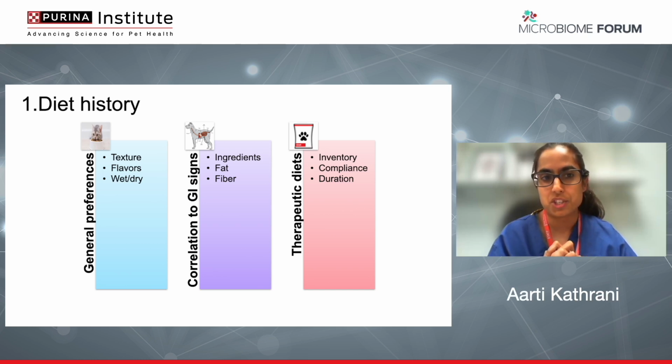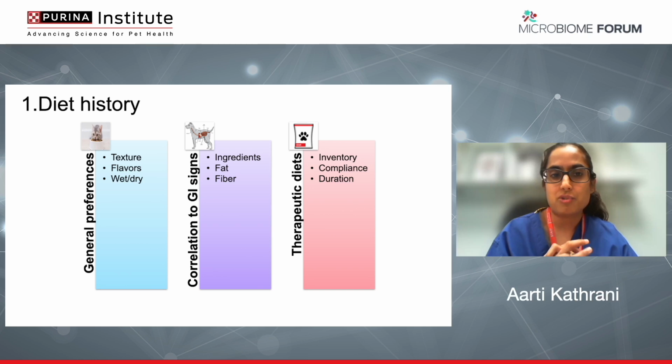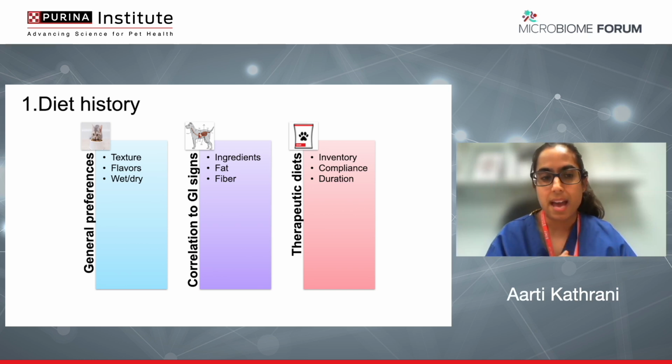So some of the gastrointestinal therapeutic diets cater for this. They may have chunks and gravy or pate style canned food. So knowing that may help you prioritize one formula. So just trying to get the general preferences of that patient.